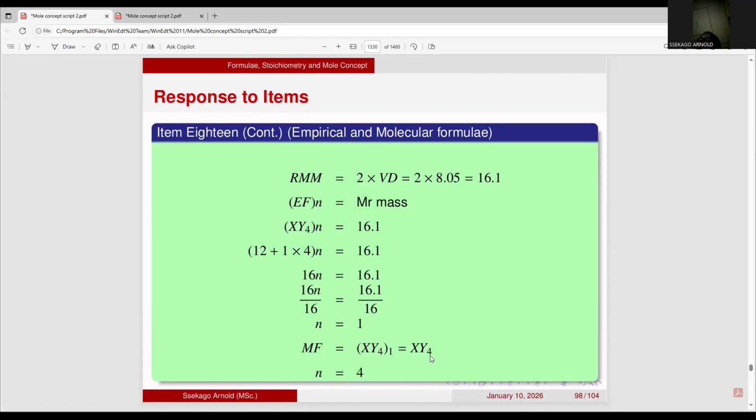Therefore, we can conclude by saying that N is 4 because N was on Y. Yeah, N was on Y, so N is 4. N is 4, and that marks the end of item 18. Item 18. Allow me first stop this here.